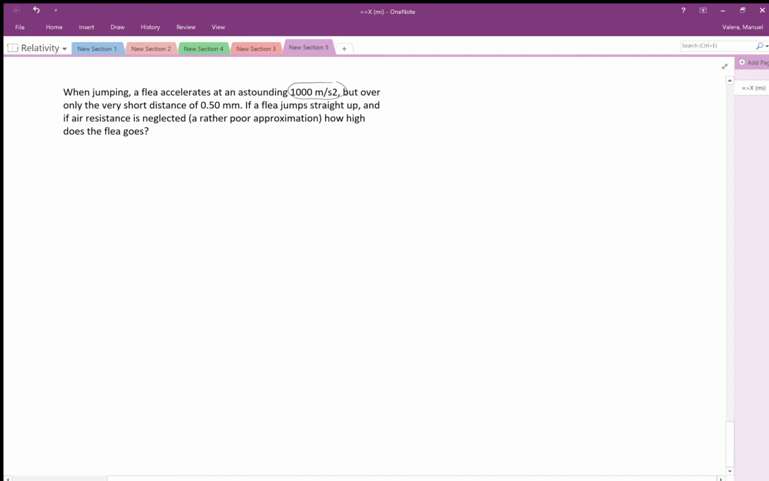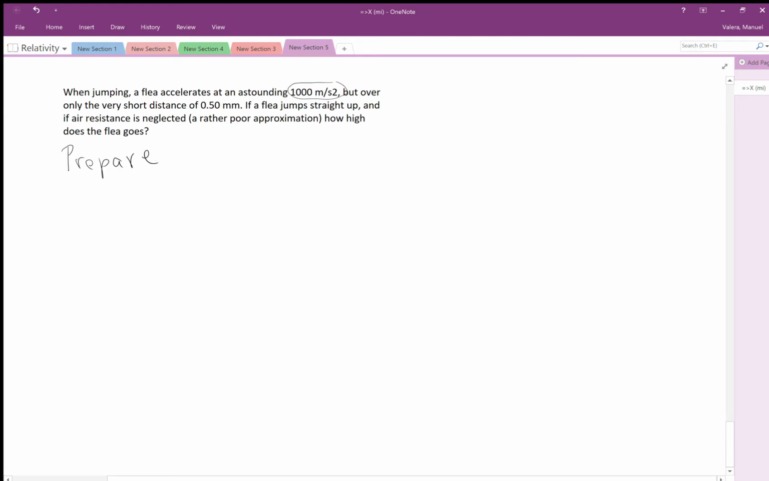So if a flea jumps straight up, and if air resistance is neglected, which is not a very good approximation, but we are going to use that for this problem, how high does it go? So we want to figure out how high the flea goes if it jumps. Again, we are going to use a recipe: prepare, solve, and assess. So let's start with prepare.